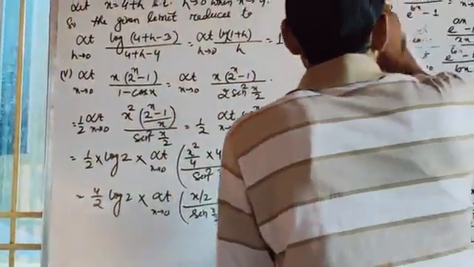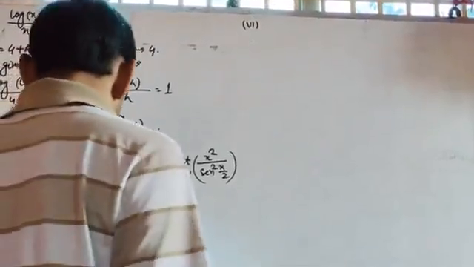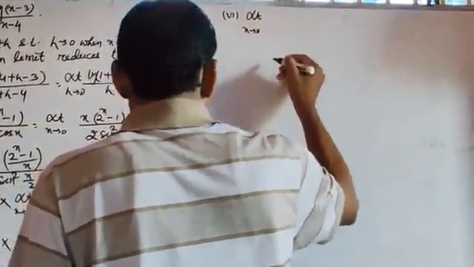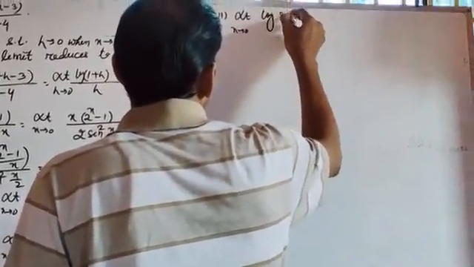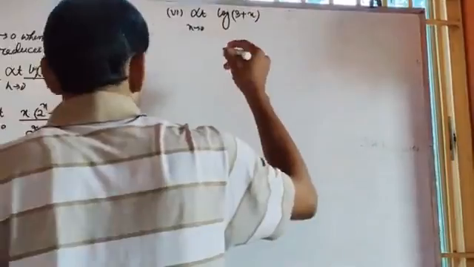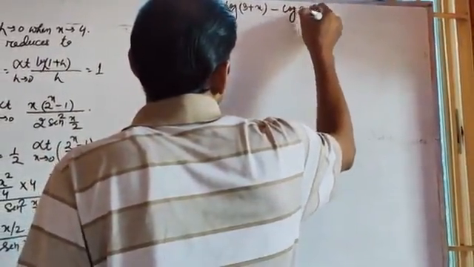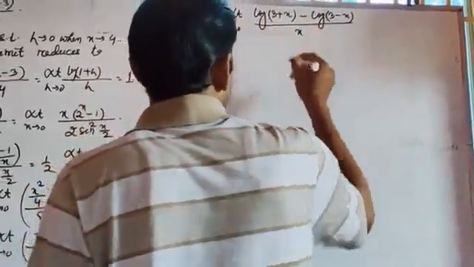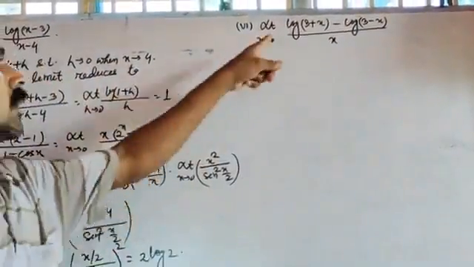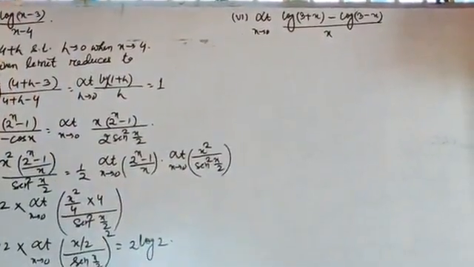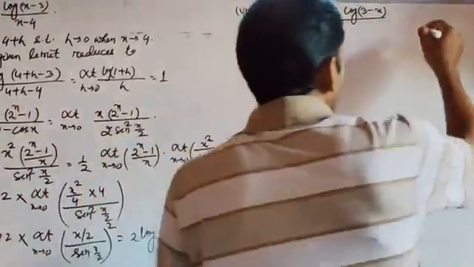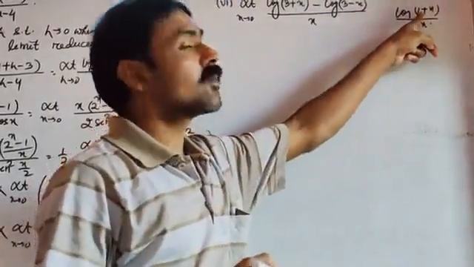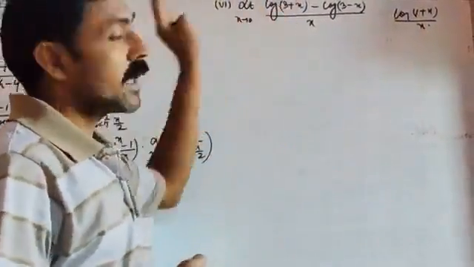Then next is limit x tends to 0 of log 3 plus x minus log 3 minus x, whole divided by x. Here 3 plus x is there, but our standard formula is what? This one, log 1 plus x by x. So in order to bring this, what will we do? We will take 3 common.